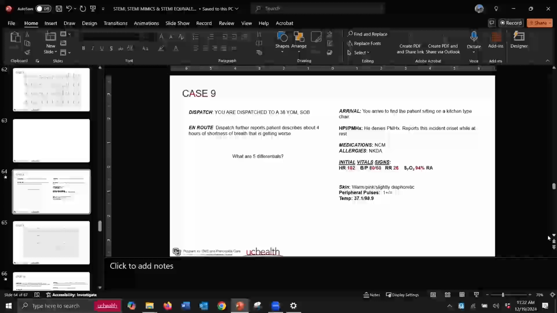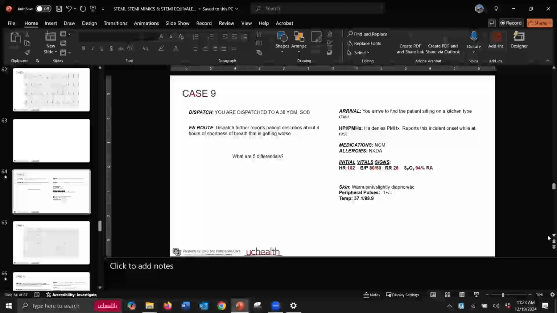Case 9. You're dispatched to a 38-year-old male, shortness of breath. They further report that patient describes about 4 hours of shortness of breath that is getting worse. What are your 5 differentials? Allergic reaction, bronchospasm. Chemical exposure. PE I have over here, chemical exposure, allergic reaction, bronchospasm. MI, of course. And a 38-year-old? Hell yeah. Okay, it happens. What do you want to do? What do you want to see?